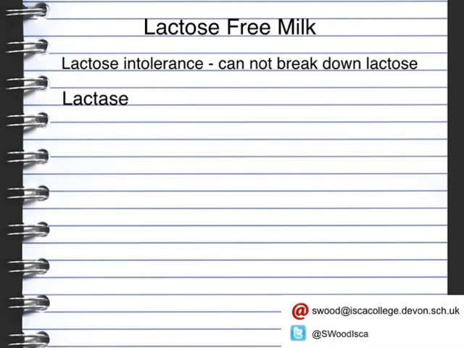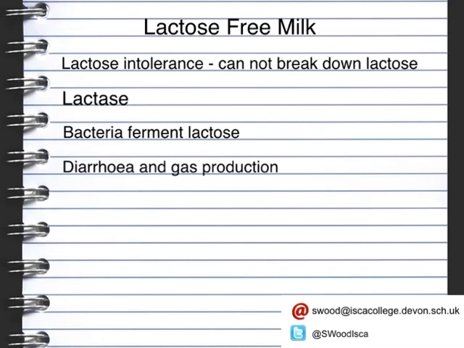Because they don't contain the enzyme lactase, the sugar lactose is able to make its way into the large intestine. In the large intestine there are bacteria that are able to ferment the sugar, and that ends up resulting in a large amount of diarrhea and gas production. Enzymes can be used to make lactose-free milk. They use enzymes to turn lactose into the smaller sugars of glucose and galactose.